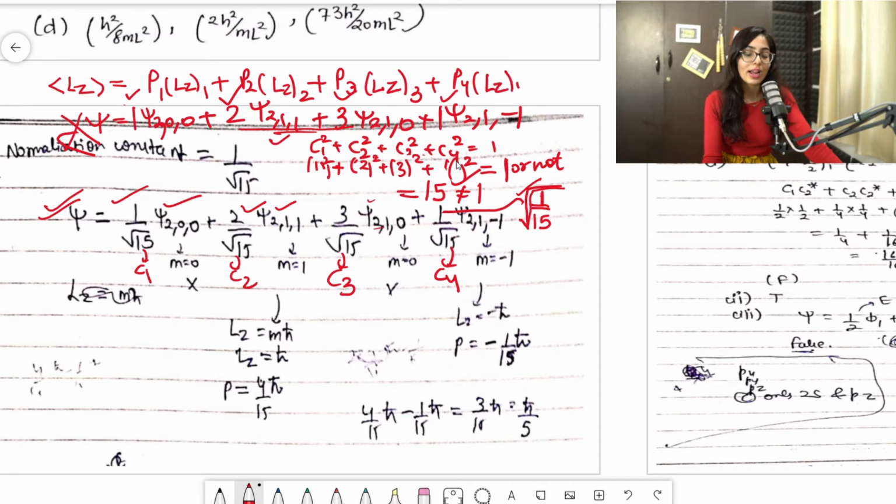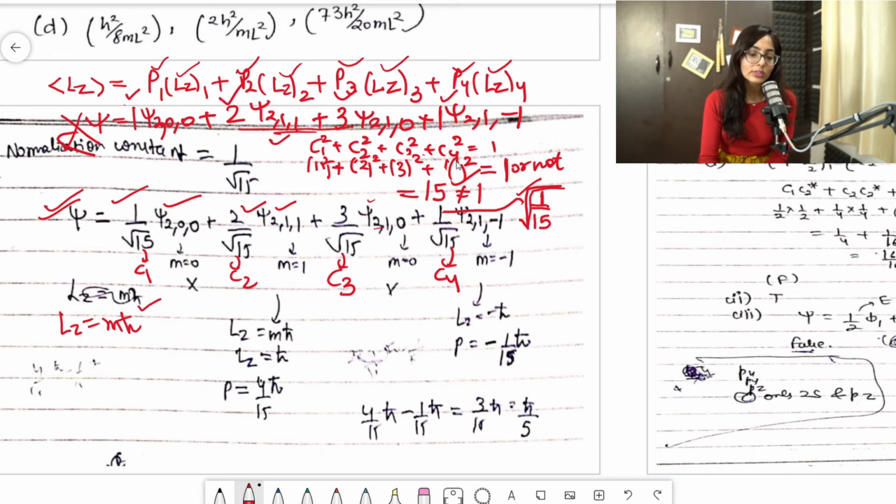So now guys, you know what LZ is. LZ is m h cut. Clear? So LZ is m h cut. I have one more thing you can see here that can save your time and can set you apart in this competition, because everybody will be calculating this P1 LZ1, this P2 LZ2, P3 LZ3 and P4 LZ4. But you know that LZ is m h cut.